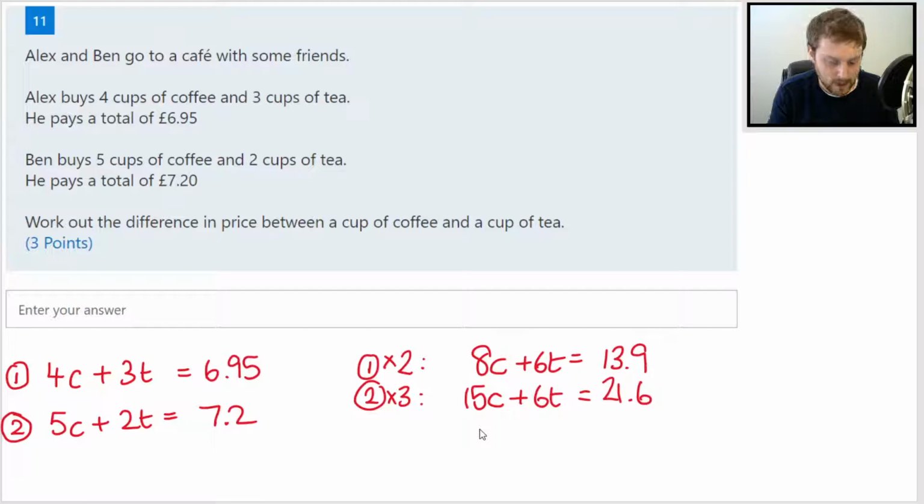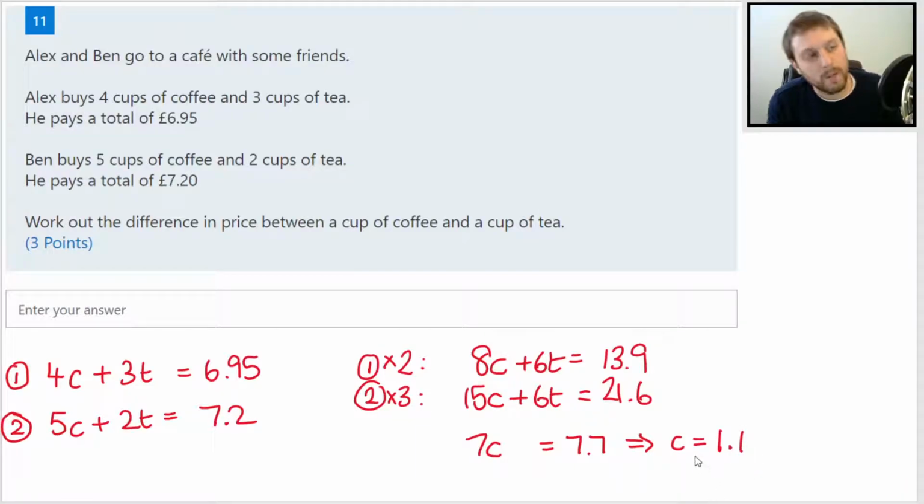So 15 take away 8 is 7. So 7c will be whatever 21.6 take away 13.9 is, which is 7.7, which means that a cup of coffee is 1.1 or £1.10, right? That's £1.10. And this you could theoretically do without a calculator as well. It's just obviously easier with a calculator.